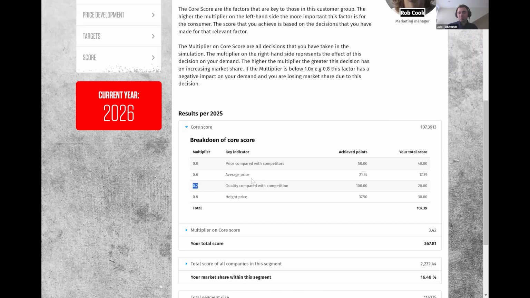What you can see is that the quality is maybe not that important, as it has a very low multiplier, and therefore you won't have a very good amount of points, even if you have a good quality, because ultimately the multiplier is very, very low. This is just an example for the price segment.